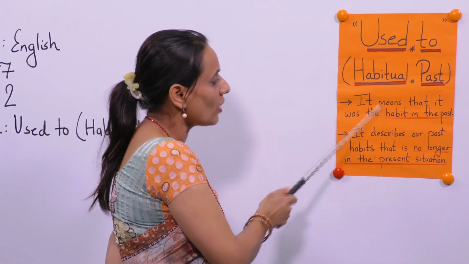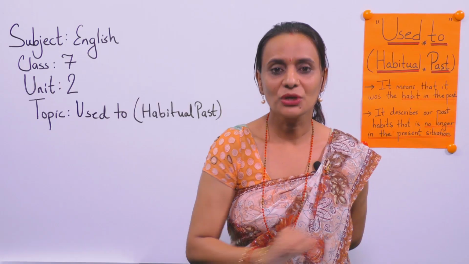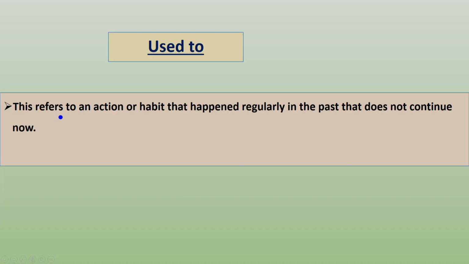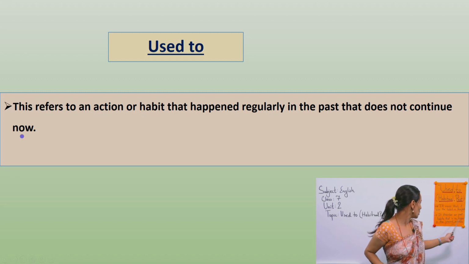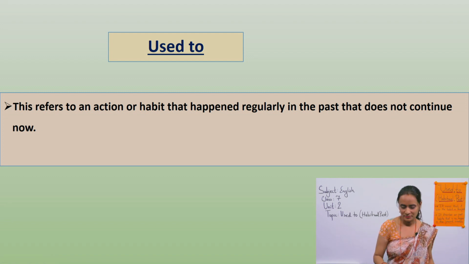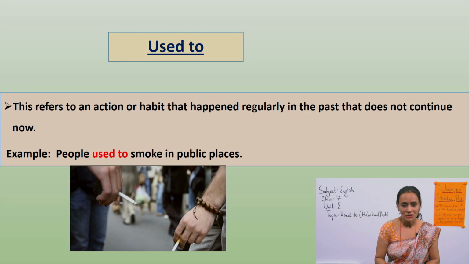Okay, we can find other things about used to in the slide also. I prepared it here. Let's see it in the slide again. Used to, our today's topic. Let's read it out. Used to refers to an action or habit that happened regularly in the past that does not continue now, as I just told here also. Okay, no longer in the present situation. And we have the example here. Let's see it in the picture. Okay, what is this? What can you see in this picture?